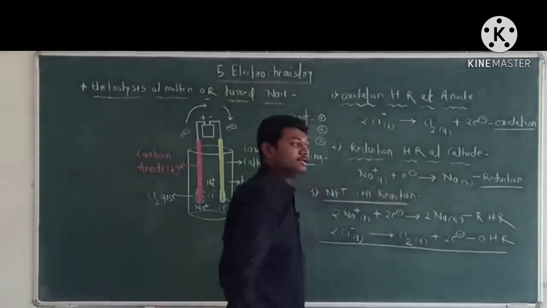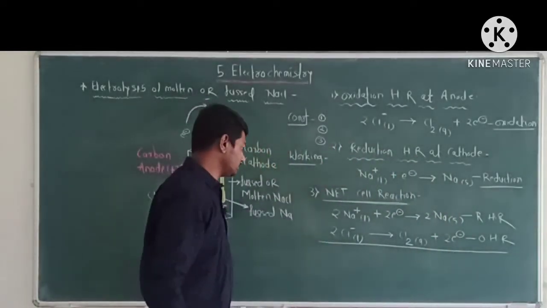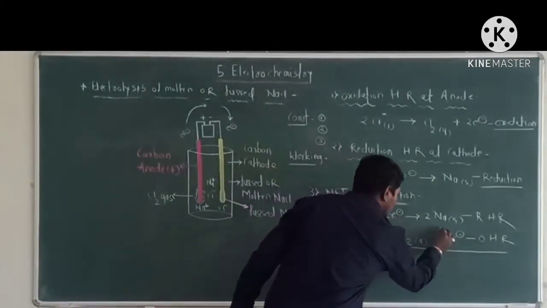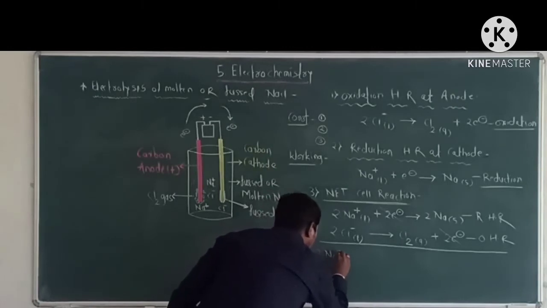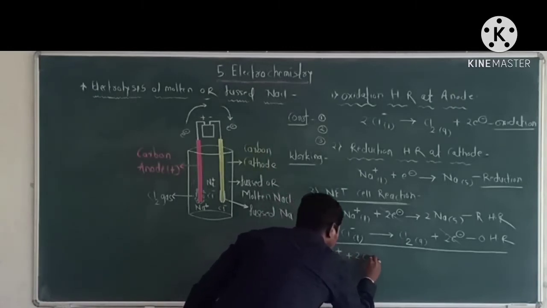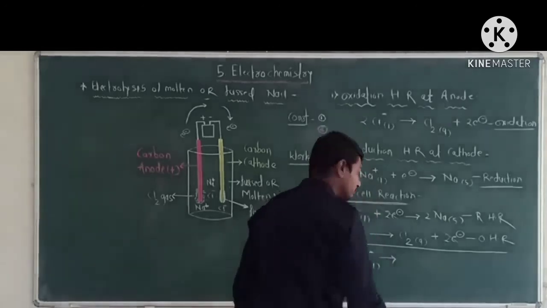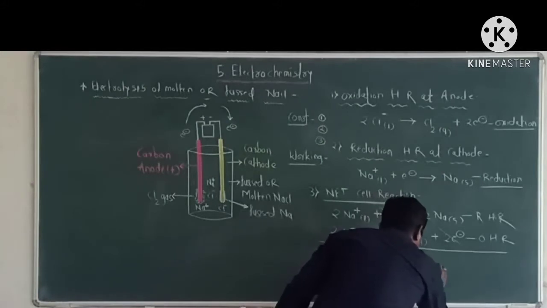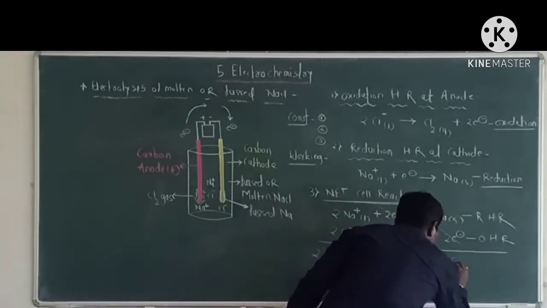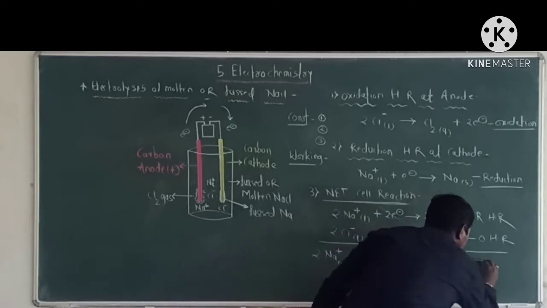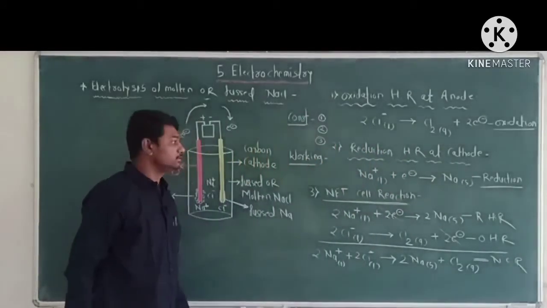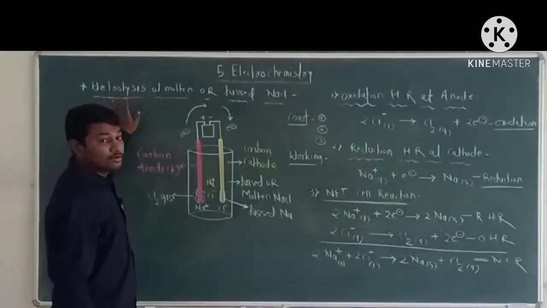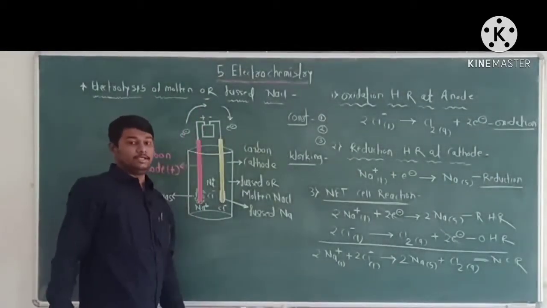The overall cell reaction, or net cell reaction: the electrons cancel, that is, 2Na+ plus 2Cl- gives 2Na plus Cl2 gas. This is the net cell reaction. This is the working of electrolysis of molten or fused NaCl.